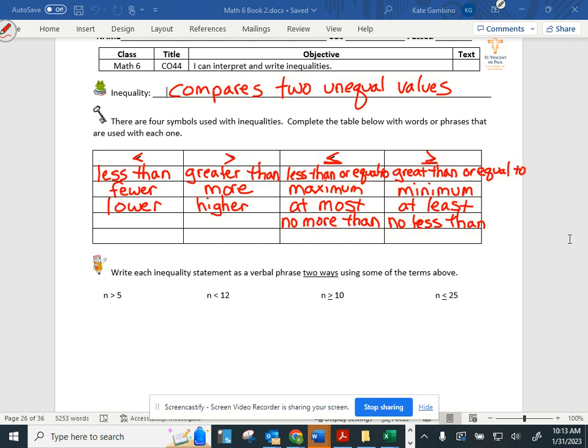Do we have it all filled in? All right, so keep working on that. I'm not going to scroll up yet, but we can look at the bottom part.